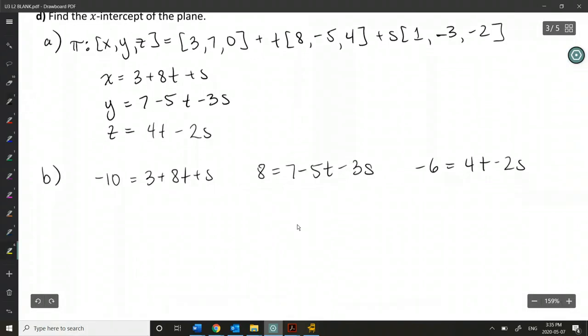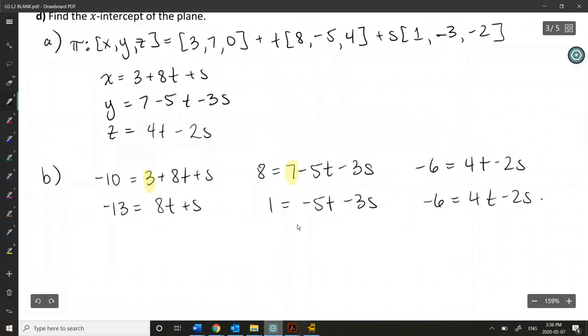Okay, and I'm just going to simplify these a little bit by taking the constants in the x and y formulas and moving them to the other side. So here we'll get -13 equals 8t plus s, and here we'll get 1 equals -5t minus 3s. z is already set up for us here. All right, so I have 3 equations and 2 unknowns in this question. The thought is that if I can use 2 of the equations to solve for t and s, then if I sub it back into the third unused equation, I should end up getting a true statement.